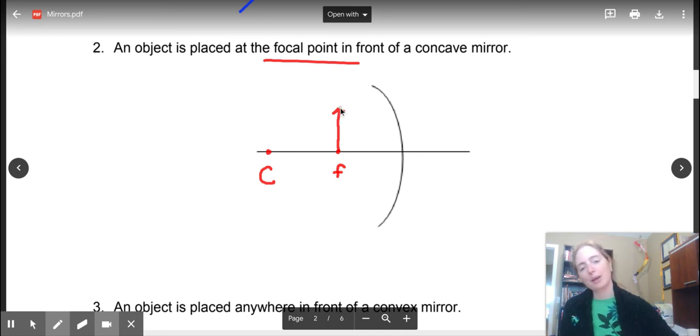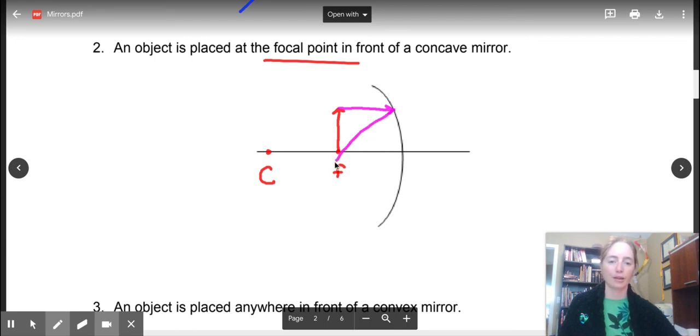And I'm going to pick this one. Let's draw a parallel line. So remember how rays that are parallel to the principal axis are going to reflect back through that focal point. So this ray of light is parallel to the principal axis. So our rule number 1. So the ray of light is going to reflect back that way. Okay. Well, I'll keep it going a little bit because I can.